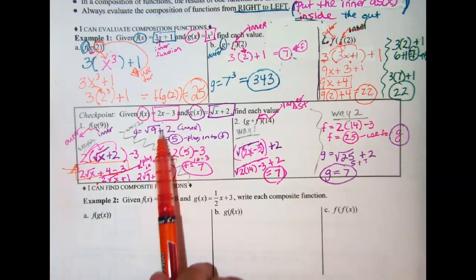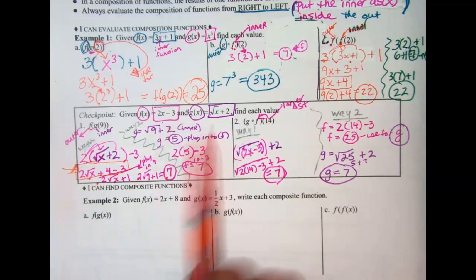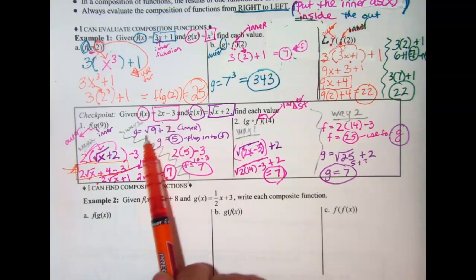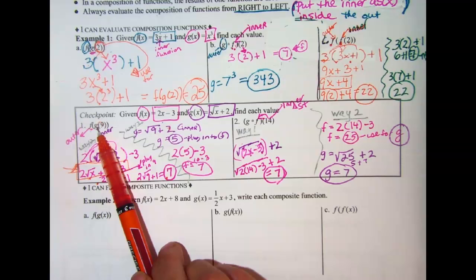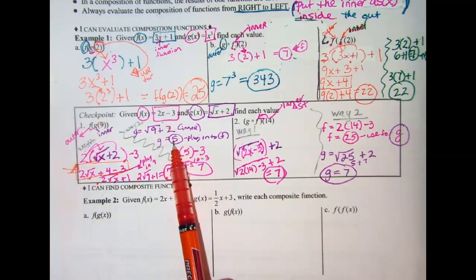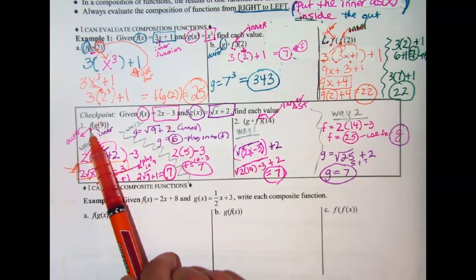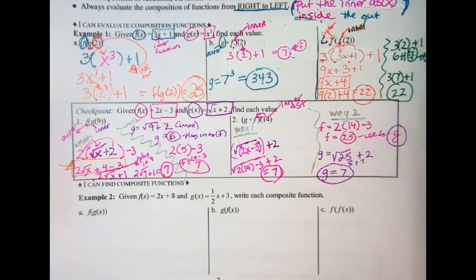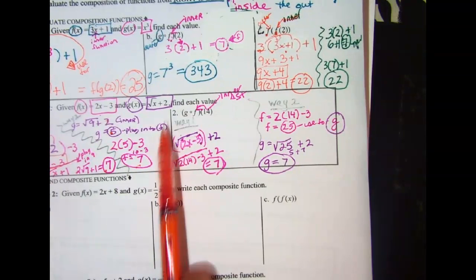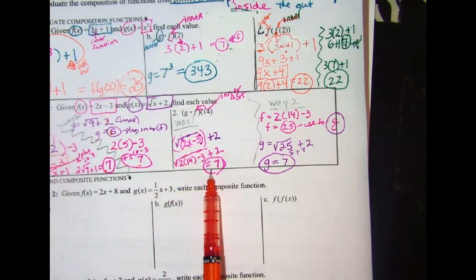Or I use the second way where I use the number first for my inner. So I take that number, which is 9, and I plug it into the g first, and I got 5. And now I have to use the 5, and I'm going to plug it into my f, which is the outer, and I got 7. So it doesn't matter which way you go. You can use either way. So check number 2, you should have had 7. Here's my work.